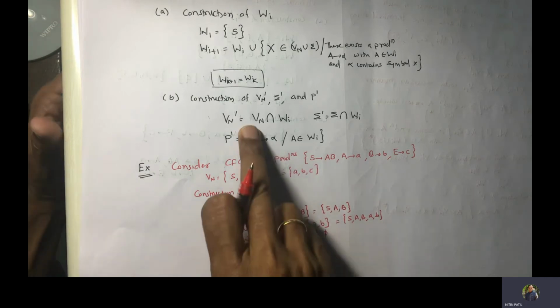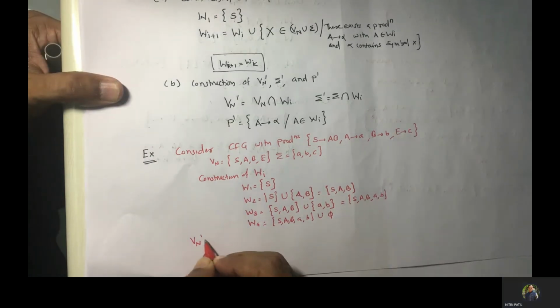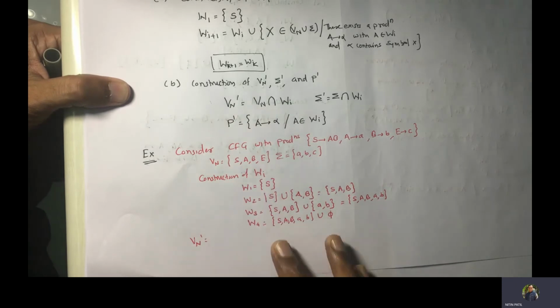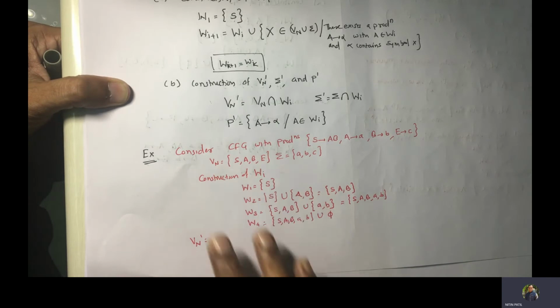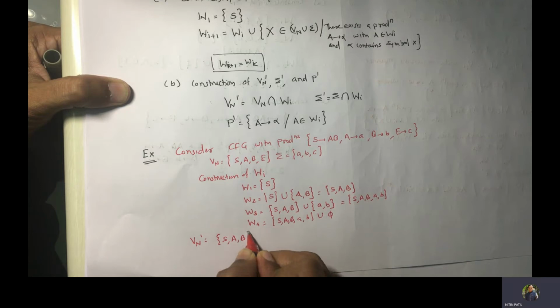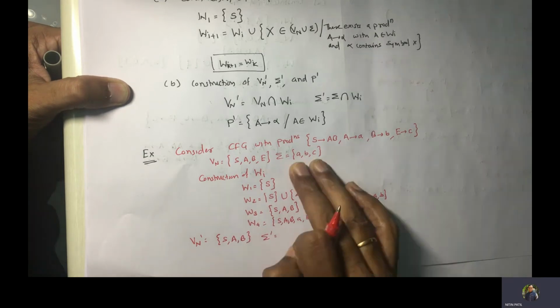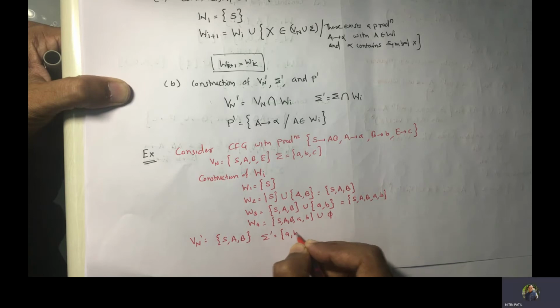Correct. Now we have to apply this mechanism to construct Vn dash. So what would be Vn dash? Vn dash would be Vn intersection Wi. Vn is S, A, B, E. If I take the intersection of this set with S, A, B, a, b, I will get only S, A and B. Correct. Sigma dash would be sigma, a, b, c, intersection this W. So only a, b.